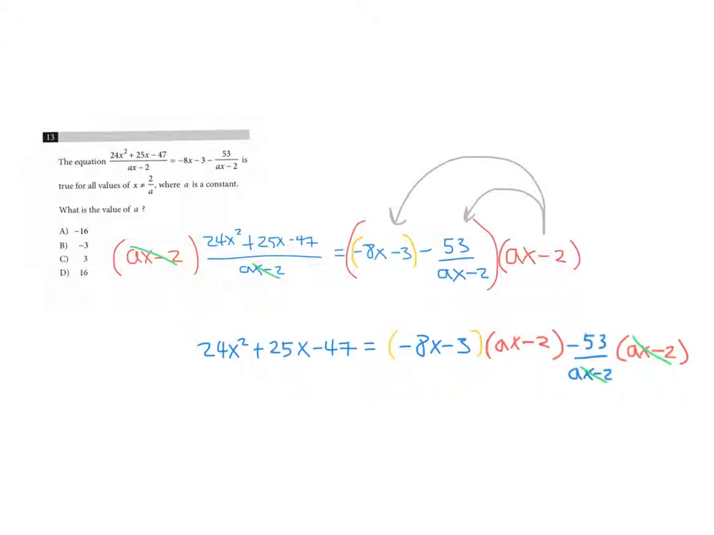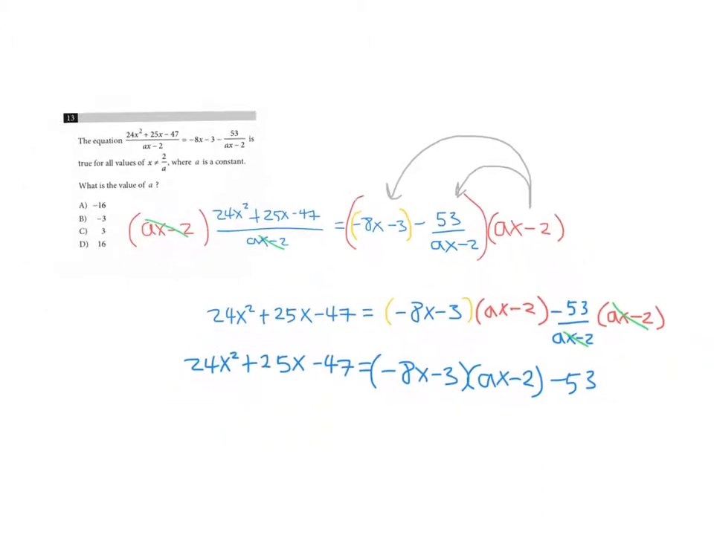But what I'm going to do on the next line is I'm going to rewrite the left-hand side because nothing's really changed there. 25x minus 47. And then we have negative 8x minus 3 times ax minus 2 minus 53. And then what you could do here is you could FOIL this right now. So I'm going to do that right now. I'm going to once again rewrite the left-hand side. I'll use green, plus 25x minus 47.